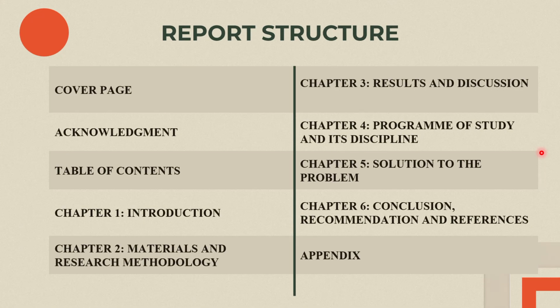Now, the project report. Let's talk about the project report as well. The report structure: what's the report about? In the report, you have a cover page, an acknowledgement, table of contents, introduction, materials and research methodology, results and discussion, program of study and its discipline, solution to the problem, conclusion, recommendation and references, and an appendix. This is basically how the report structure is. Other departments may have other reporting structures, but this is the general report structure for the CENG 291 project. You can check every sample you may have received.